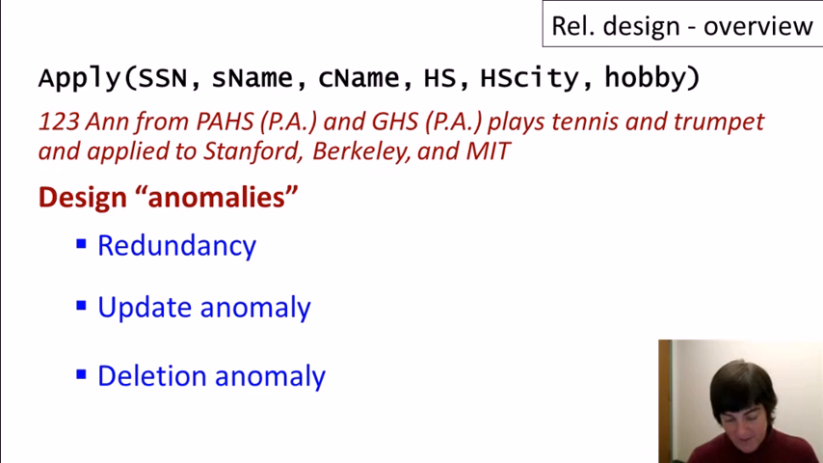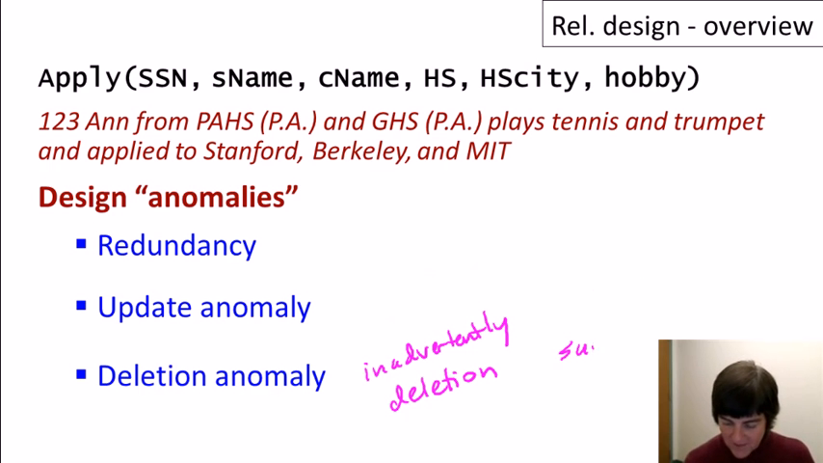And the third type of anomaly that can occur is called a deletion anomaly. There's a case where we could inadvertently do a complete deletion of somebody in the database. Let's say, for example, that we decide that surfing is an unacceptable hobby for our college applicants. And we go ahead and delete the tuples about surfing. If we have students who have surfing as their only hobby, then those students will be deleted completely.